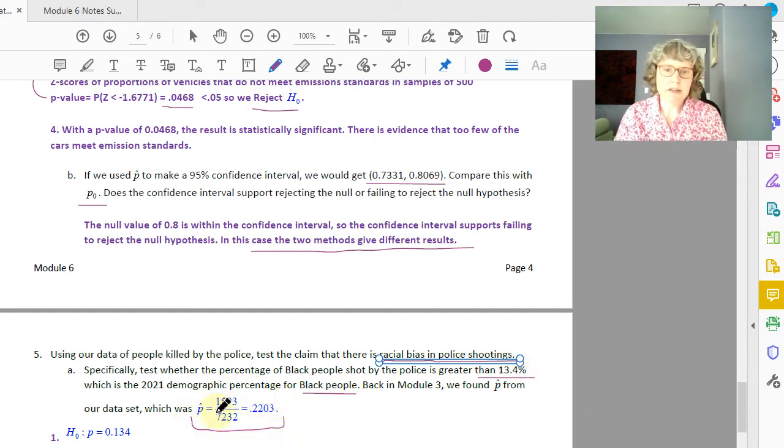We calculated the sample proportion, or the proportion in our data set. There were 1,593 Black people shot by the police out of 77,232, and that comes out to 0.2203. Okay, obviously that is greater. What we want to know is, what's the chance of that happening, and is this significant? Okay, you might have an idea about that already.